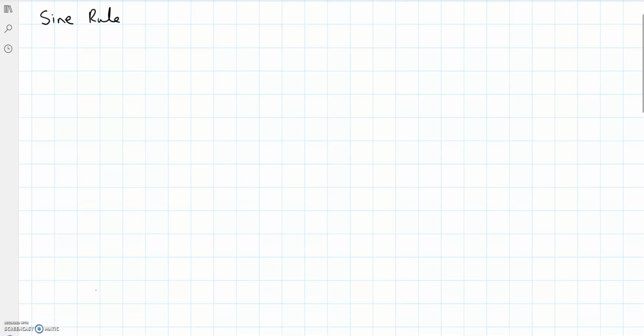So sine rule is what we're going to start with. Underline your title. You can put your date if you want, whatever day you're watching this on. And I'm just going to talk you through what sine rule is, when we can use it. And then we'll look at some examples, and you can have a go at some questions yourselves on this as well.